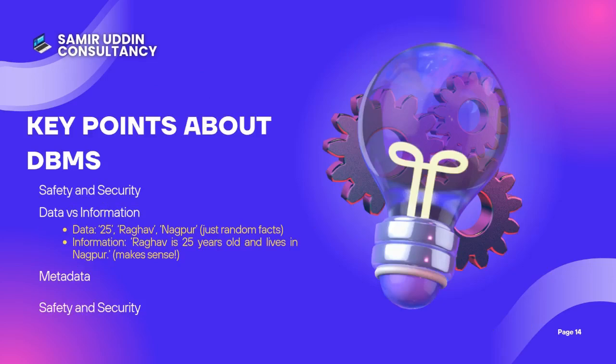Now here's a small but important difference you should know about data and information. The data is raw facts, and information is processed data that makes sense. Let's take an example, where data is 25, Raghav, Nagpur, just random facts. And information is, Raghav is 25 years old and lives in Nagpur. That makes sense. So remember, data is raw, information is meaningful.